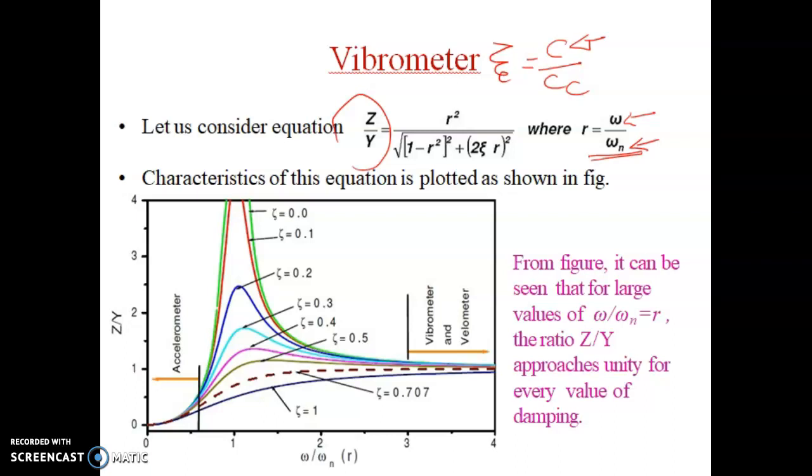Now let's see this figure. In this, the Z by Y values are plotted against the R values. So in this figure, it can be seen that for large values of omega by omega n, that is R, the ratio of Z by Y approaches unity. That is, in this region it approaches unity for every value of damping. So whatever may be the value of zeta, it approaches unity. So this feature is used for constructing the vibrometers.